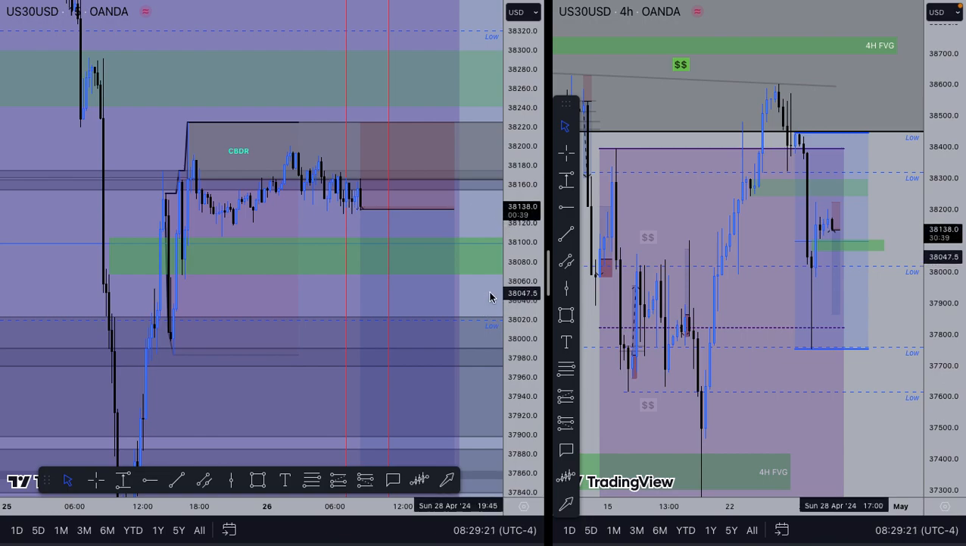40 seconds. This is the beauty of it. The adrenaline rush, just waiting to see what price does, is beautiful. Last 20 seconds coming up before the new candle, and it's 8:30.